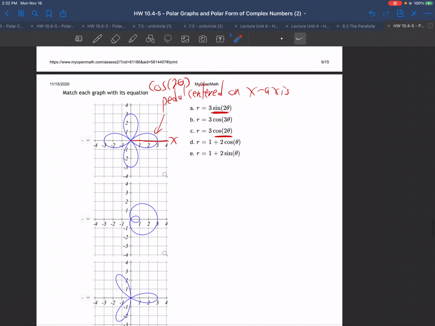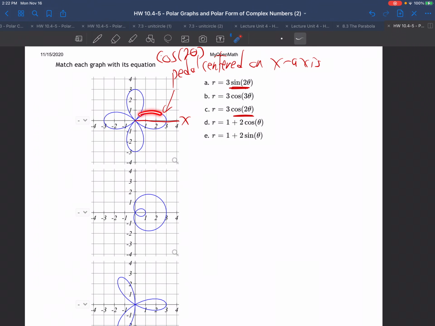Are the branches centered on the x or not? The petal is centered on the x, so that's got to be cosine. So this one is 3 cosine 2 theta, and I could check that one off. That's cosine.